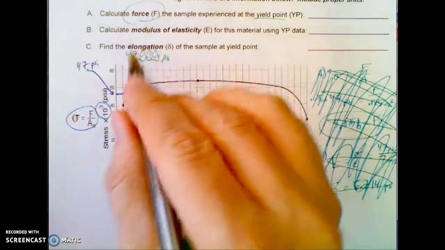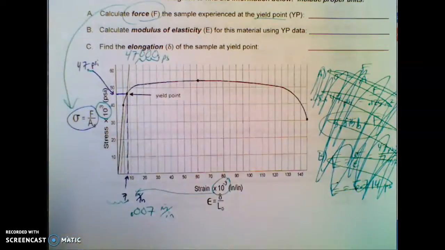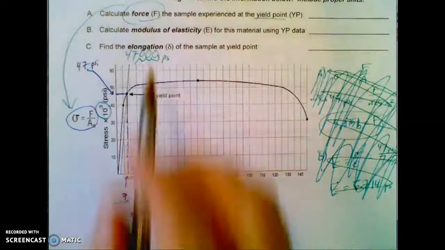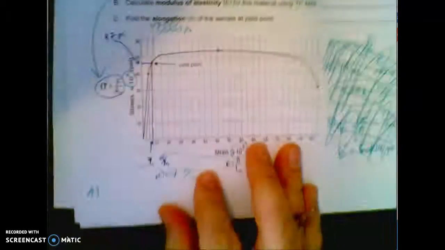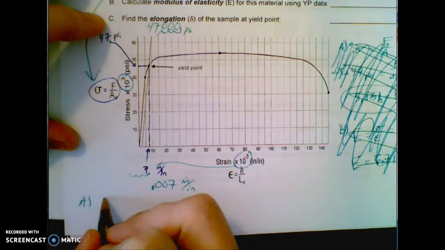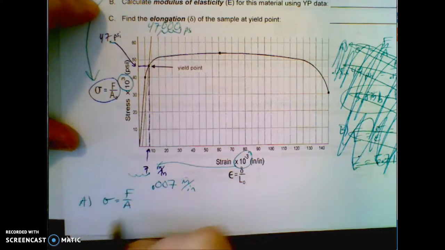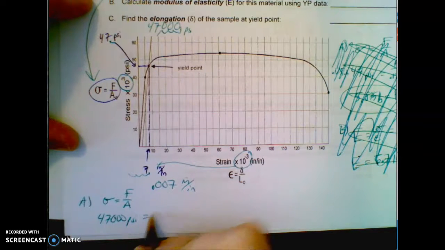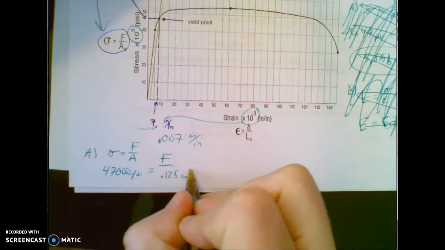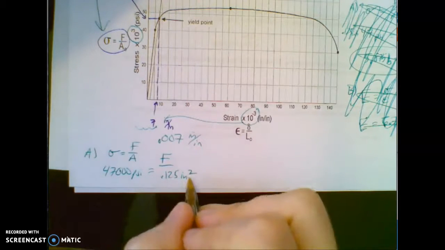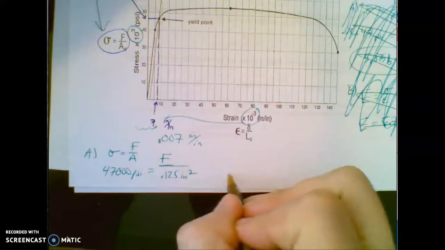Okay, but either way you slice it, if I'm going to find force, I need to use this formula that was handily given. And you could have found it on here too. So this is part A. If I know that the stress is equal to force over area, and the stress is 47,000 psi, pounds per square inch, and I'm solving for force, I look up here and I see my area is 0.125 inches squared. Multiply both sides by 0.125 and you'll get force by itself.